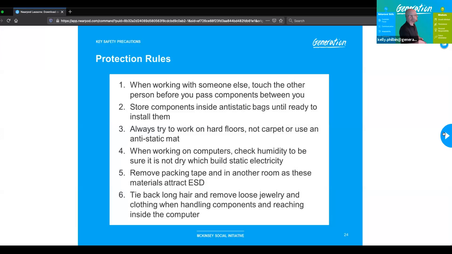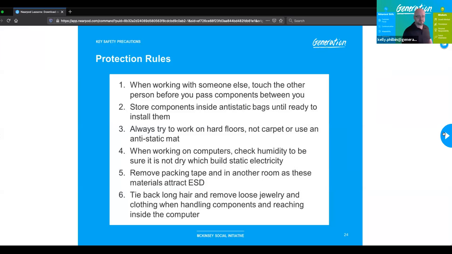All right, here are some protection rules on working with components. Avery, can you read number one, please? When working with someone else, touch the other person before you pass components between you. There you go. So you're going to reach out and basically just touch them on the arm, not the one that's holding the component, but the other arm. Reach out, just touch them, and that neutralizes the charge between you. Then you can pass the component between you.